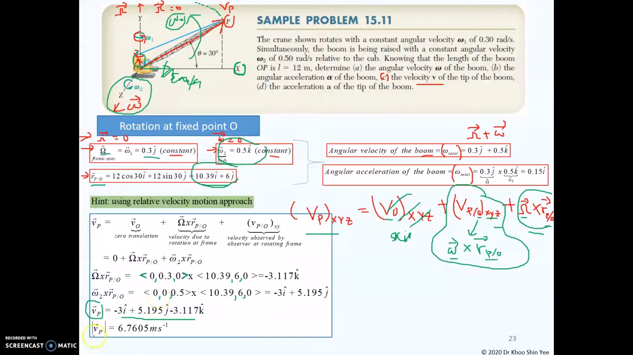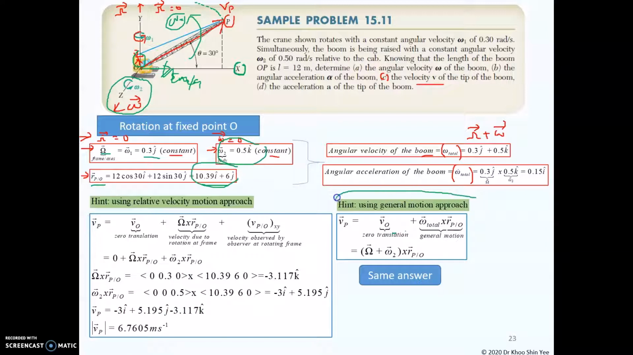You can further obtain the magnitude of the velocity by taking the square root of -3 to the power of 2 plus 5.195 to the power of 2 plus -3.117 to the power of 2. Solve it, then you should obtain the final answer of the velocity at point P.